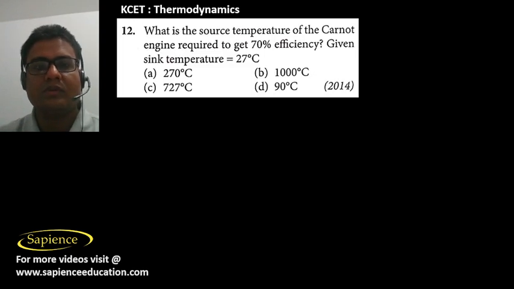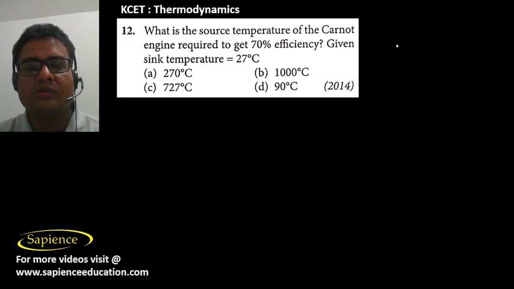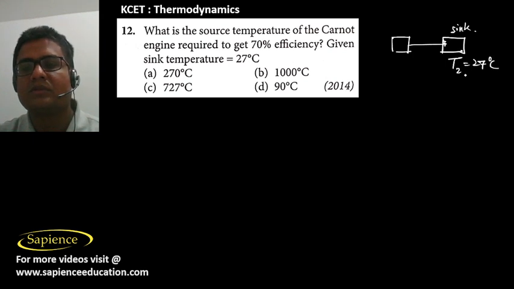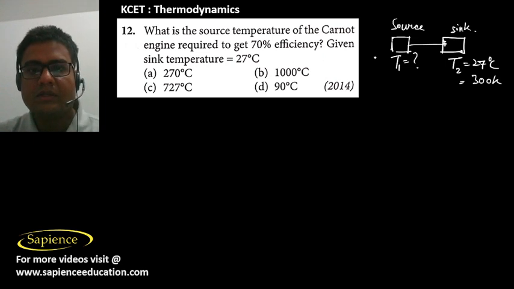Okay, then it is told, what is the source temperature of the Carnot engine required to get 70% efficiency? So it is given that the sink temperature is 27 degrees Celsius. So temperature of the sink, which is T2, is 27 degrees Celsius. So we have to convert into the Kelvin scale, that is 300 Kelvin, since 27 plus 273. And what is the source temperature? T1 is asked, to get 70% efficiency.